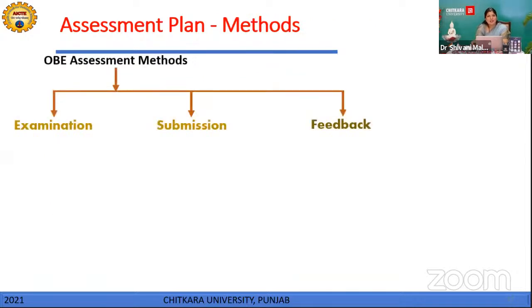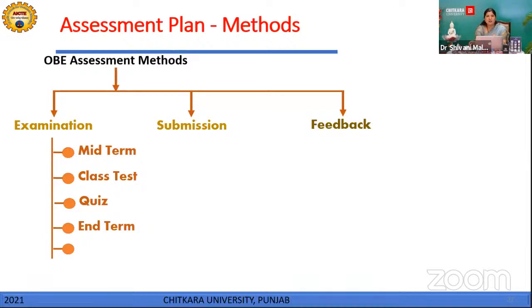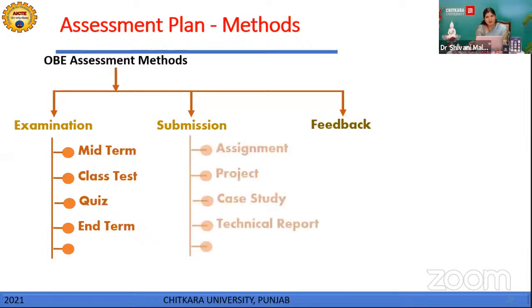Okay, let's see the OBE assessment methods. In OBE, we have three types of assessment methods: assessment through examination, assessment through submissions, and another indirect method, assessment through feedback. In the case of assessment through examination, the different tools we use can be a midterm examination, a class test, a quiz, or an end-term examination, and the last dot we have kept for you to fill, because a faculty can think innovatively about what tools to use for assessing students. Then again, this assessment method can be used to assess the students by using the tools.